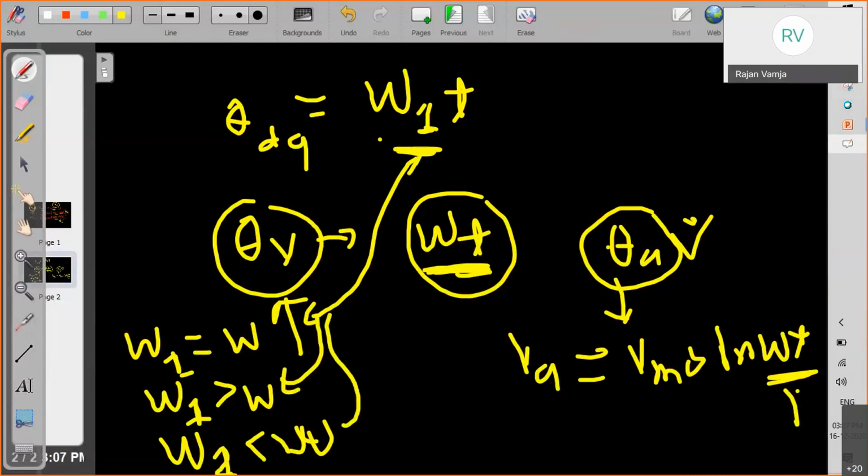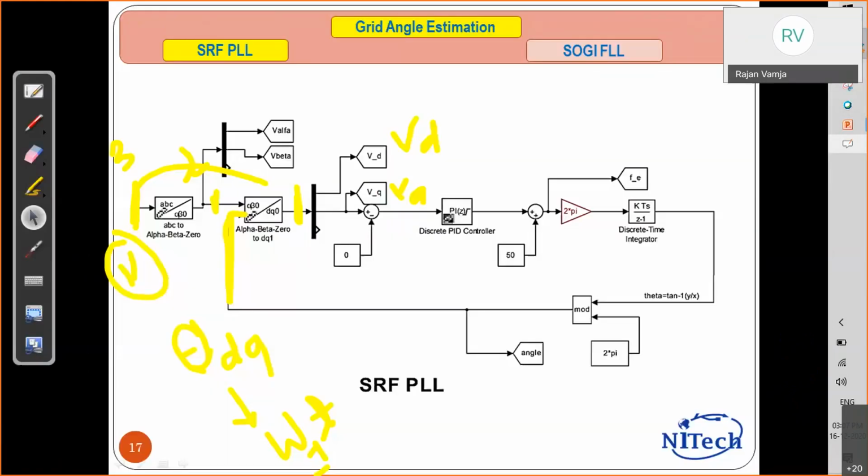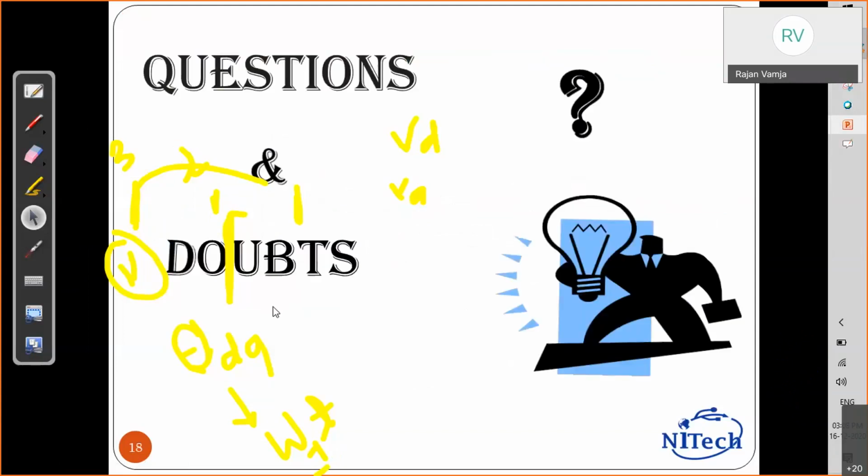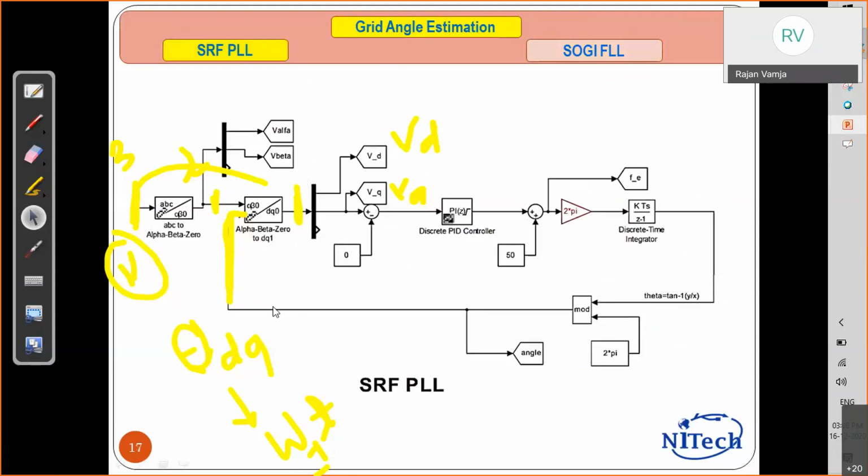It can be lower than omega. So these three possibilities are there. So whatever theta dq, now we can change. If I change this theta dq or omega 1, if I control this omega 1t, then I can control theta dq. So how can we control this omega 1?